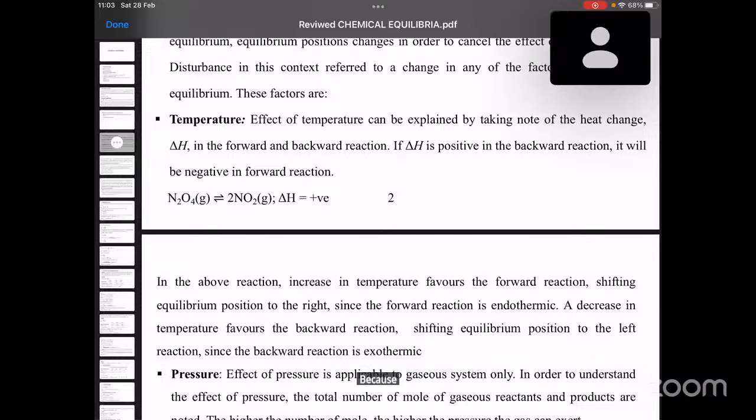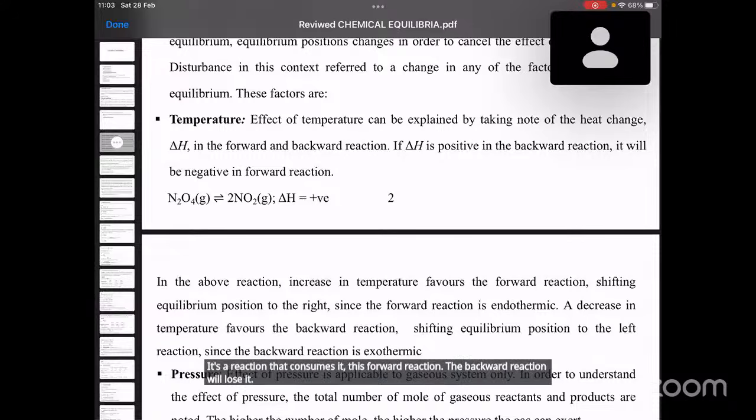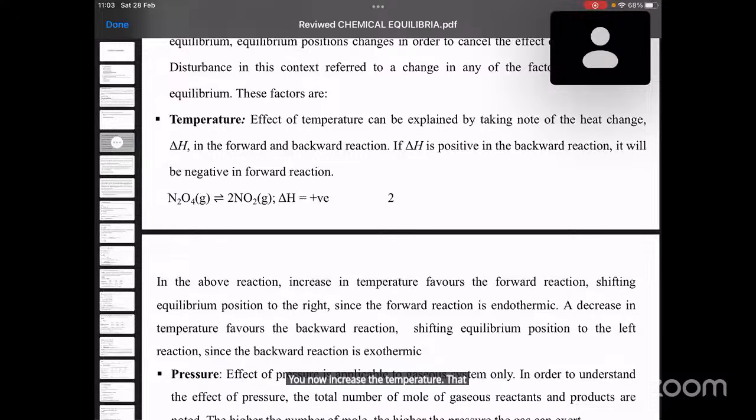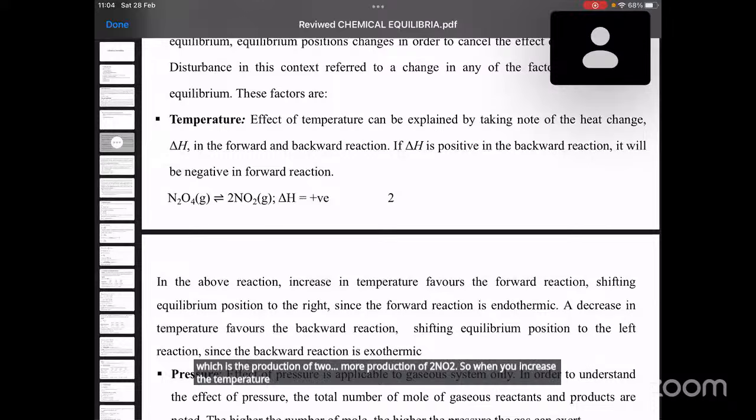Because if you look at this, it's an endothermic reaction. It's a reaction that consumes heat, this forward reaction. The backward reaction will release it. The forward reaction consumes heat. You now increase the temperature. That means you're supplying more heat. So the heat-consuming direction is going to be favored, which is the production of more 2NO2. So when you increase the temperature, more 2NO2 will be produced, because that is what requires heat.